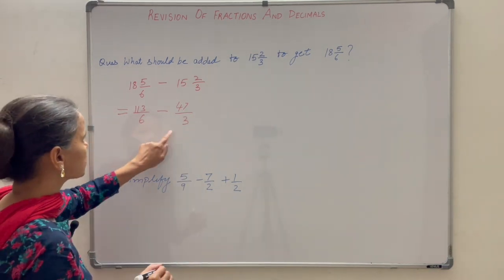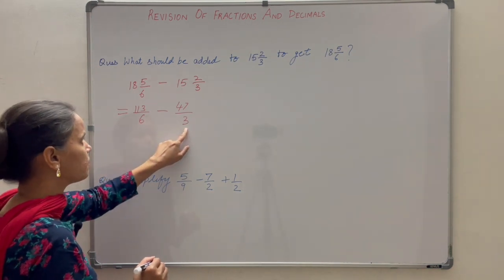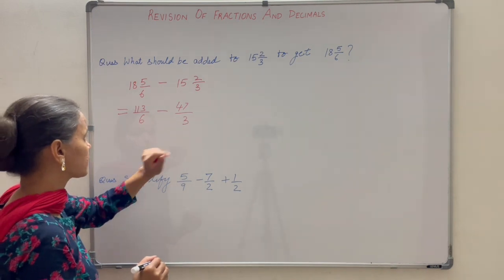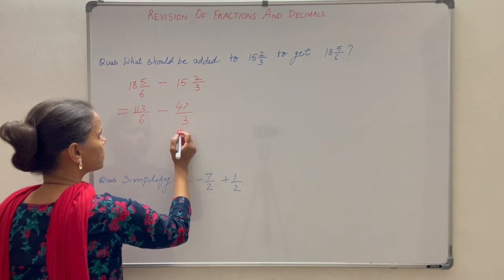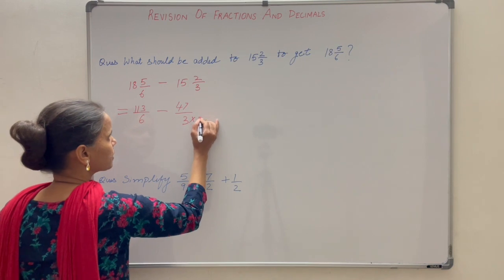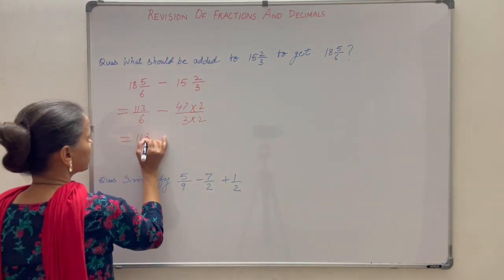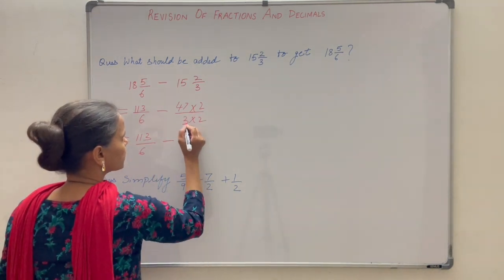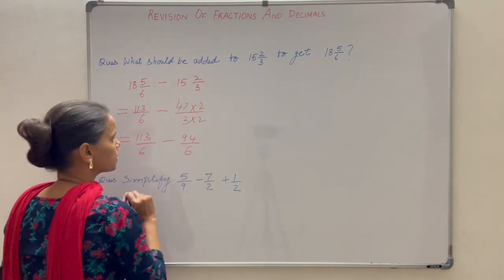Now here you see the denominators are different. They are unlike fractions. So you have to make them the same by taking the LCM. So the LCM of 3 and 6 is 6. So here you are going to multiply both numerator and denominator by 2 to make the denominator 6. So let us multiply both numerator and denominator by 2. So here it is 113 upon 6 minus 47 into 2 is 94, and 3 into 2 is 6.